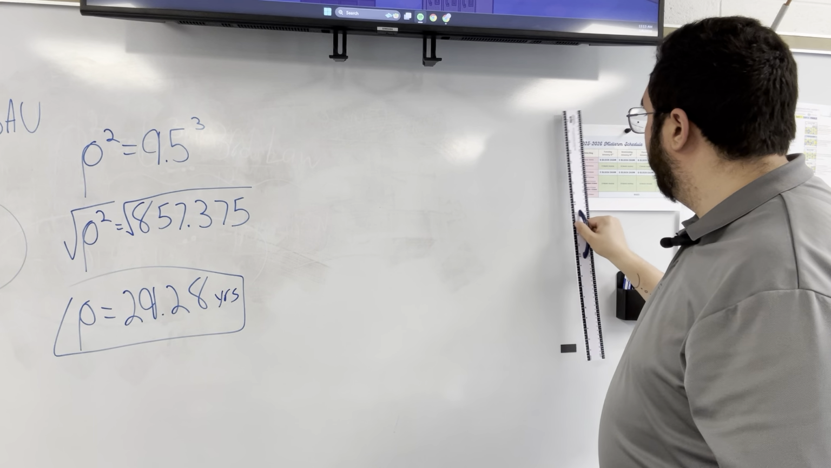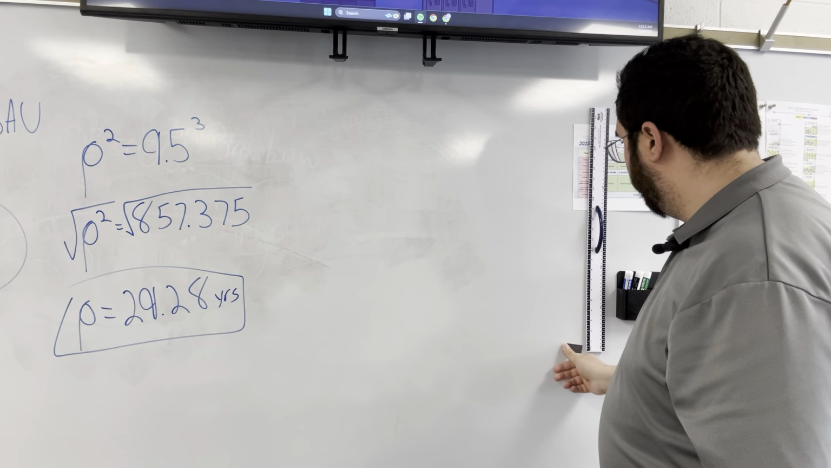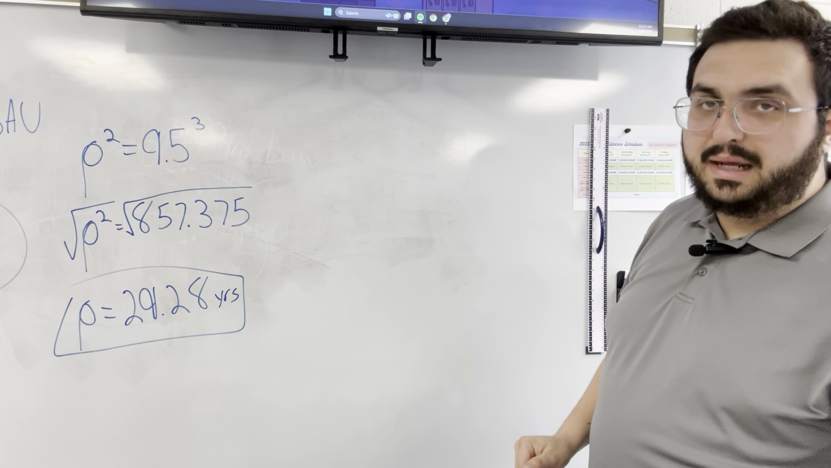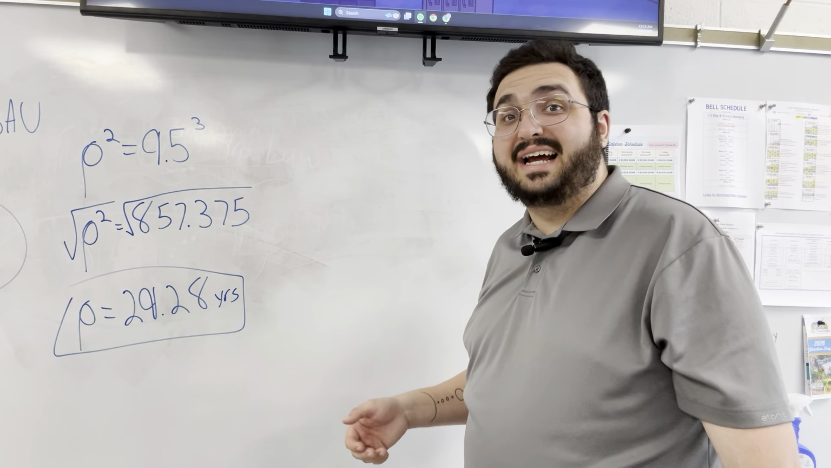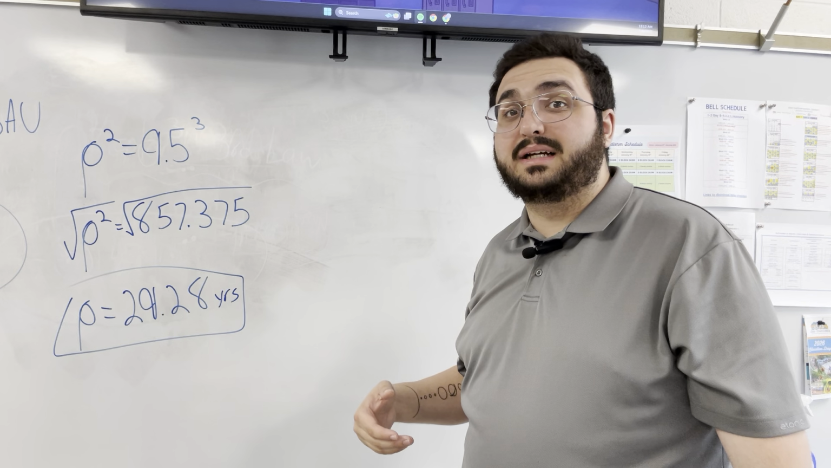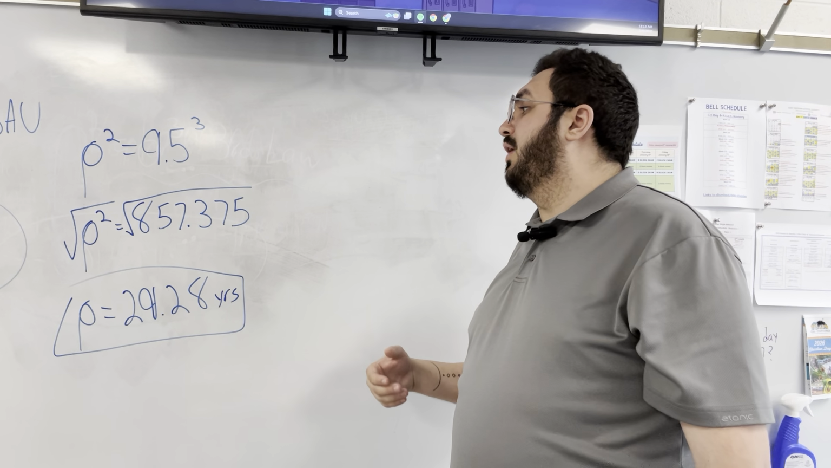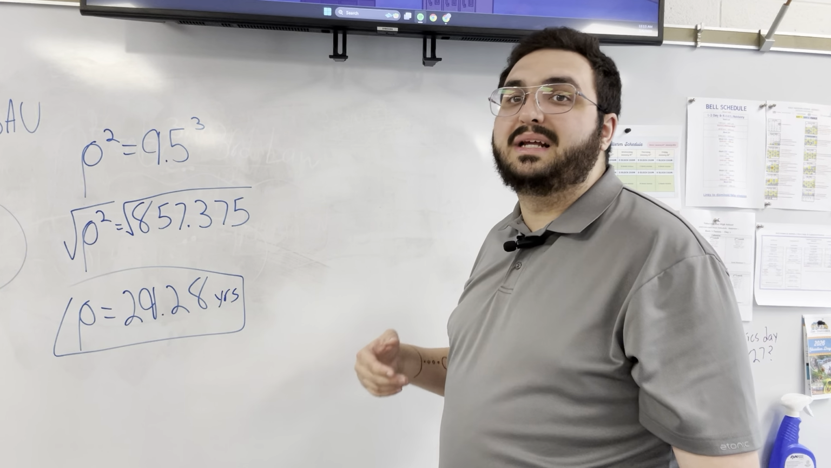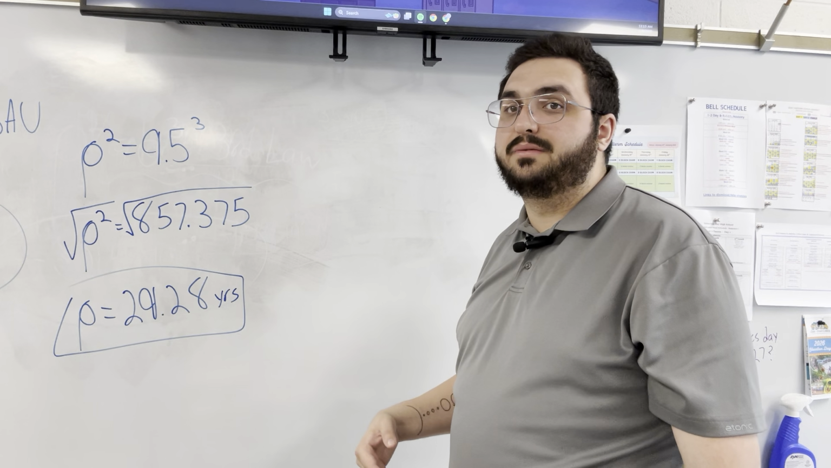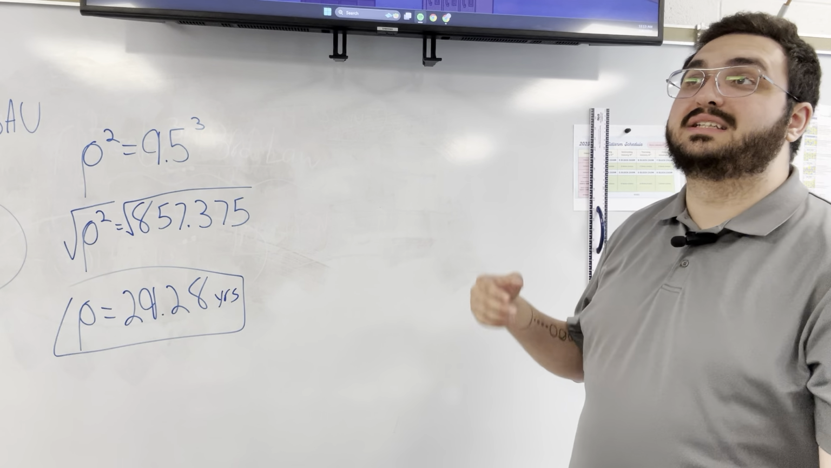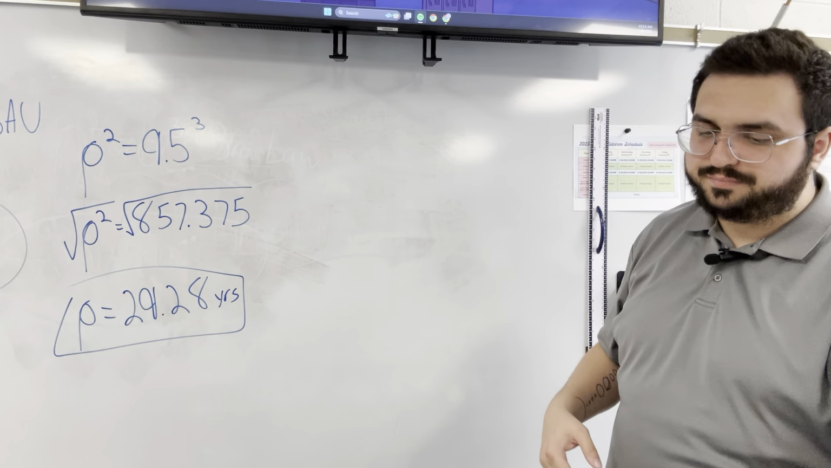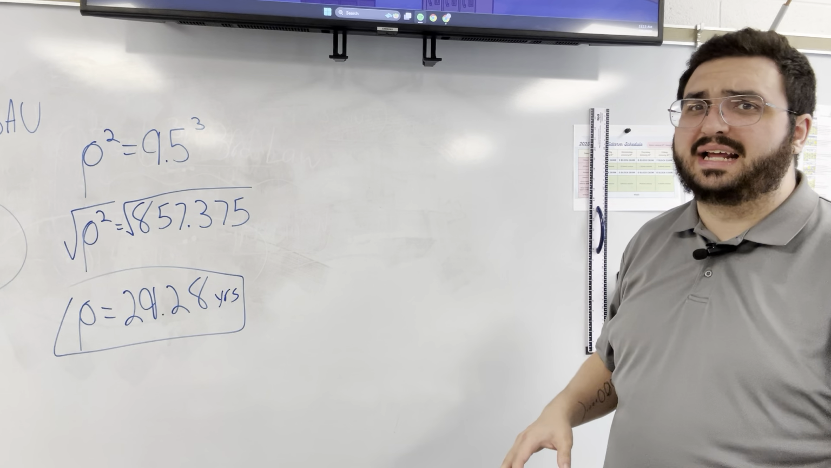So now we're going to worry about Jupiter. Now Jupiter is closer to the sun than Saturn. So realistically speaking, our answer when we solve for A should come out to be less than 9.5 AU, because that's the average distance between Saturn and the sun. So we should get a smaller number than that.